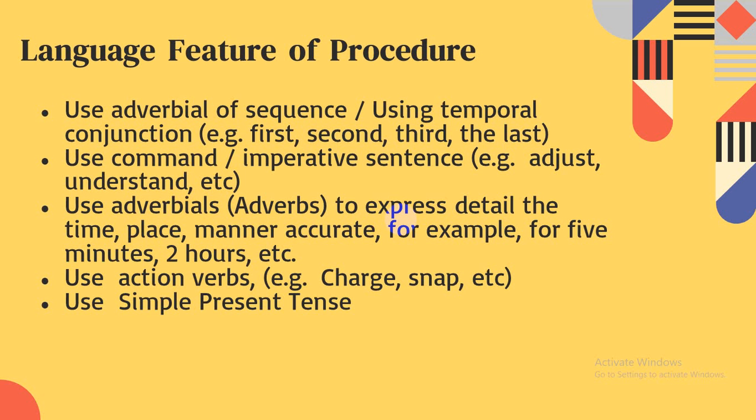And then number three, use adverbials or adverbs to express detail, the time, place, and manner accurately, for example, for 5 minutes, 2 hours, and etc. And number four is use action verbs like charge, snap, and etc. I have taken some words related with the previous text. And the last number is use simple present tense. Don't forget, for simple present tense, you write verb one in it, not verb two.